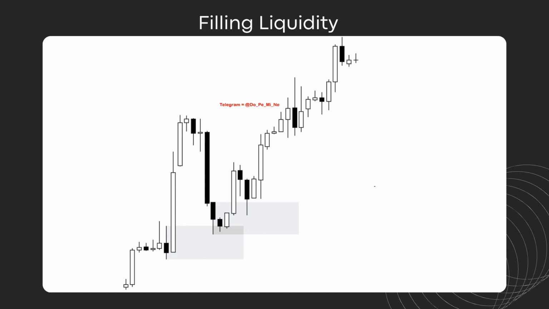In this example, we had two order blocks, right, which didn't purge liquidity, but did fill liquidity, so that's why they were considered valid. This is how you identify an order block which fills liquidity instead of purging liquidity.